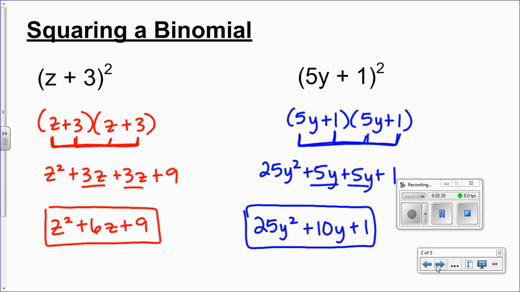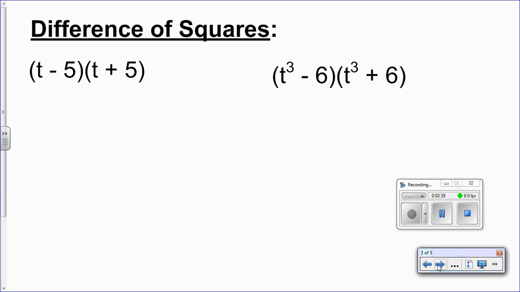Okay, so that's squaring a binomial. We also have something called difference of squares. And so difference of squares we'll do a lot more when we're factoring, but we need to kind of see where it comes from. So notice that these two binomials are almost the same, except one has a minus and one has a plus. So let's see what happens. Let's use FOIL and see what happens.